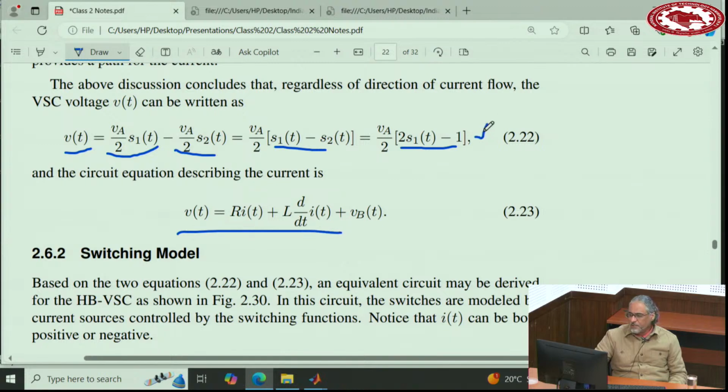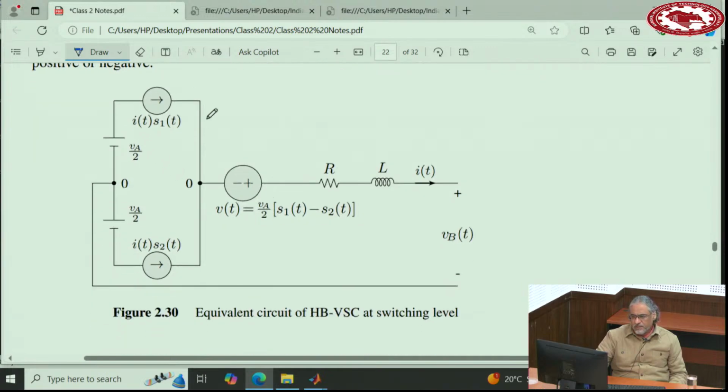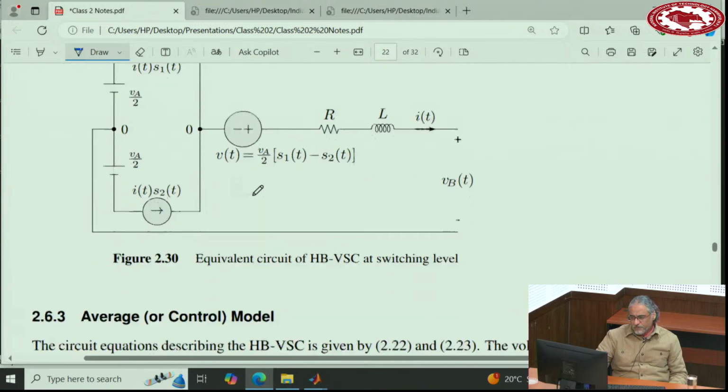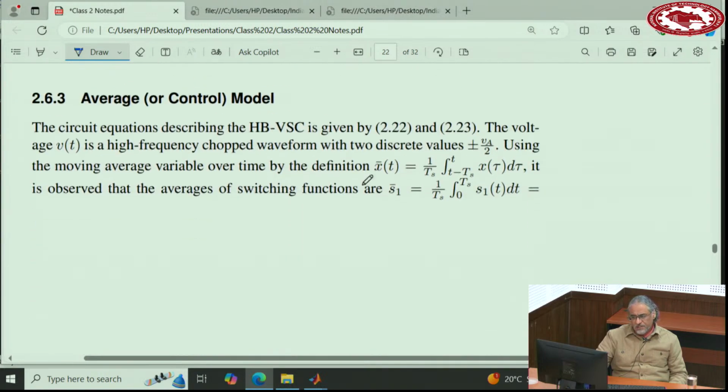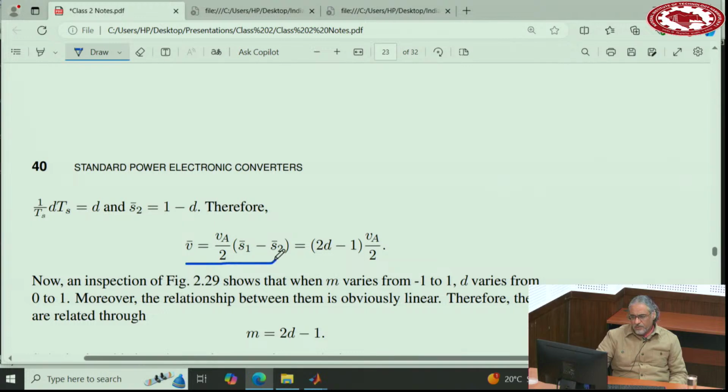So again, this one and this one fully model this converter, both at the switching level and at the control level. At the switching level, if you want to show it similar to what we have done before, that's basically what you get. When switch 1 is on, the current flows this way, and when switch 2 is on, it goes to this one. For the average model, we take the same approach of Fourier series. So the average of V becomes VA over 2, the average of S1 is D, the average of S2 is 1 minus D, so it becomes 2D minus 1.